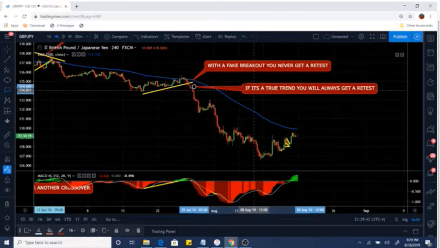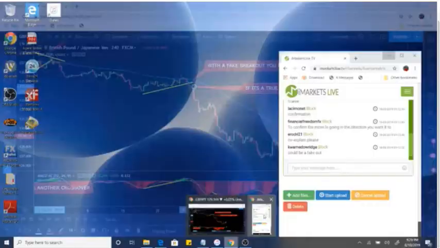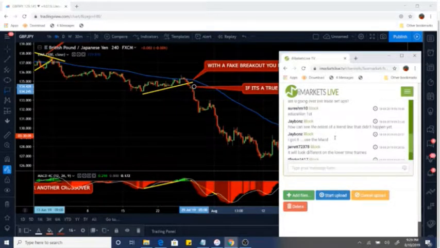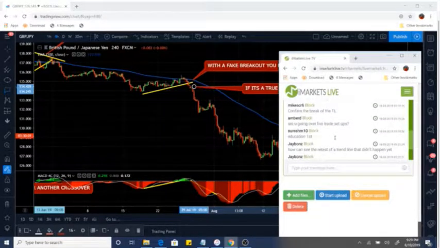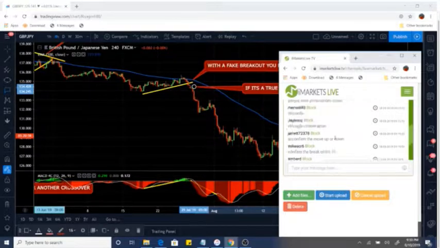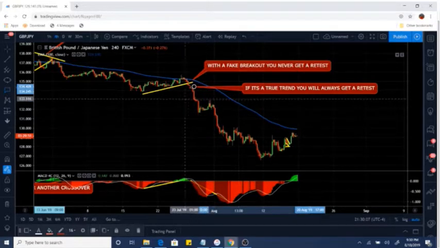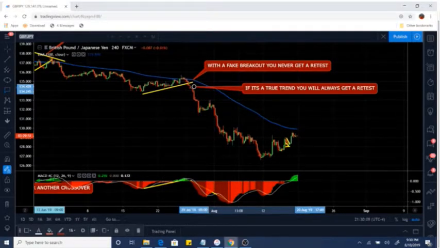Simple. It's simple as that. Does that make sense? Right? Would that make sense? Hopefully that clicked for a lot of you guys. So if you confirm the trend, even if you confirm the trend, even think about it this way, guys.